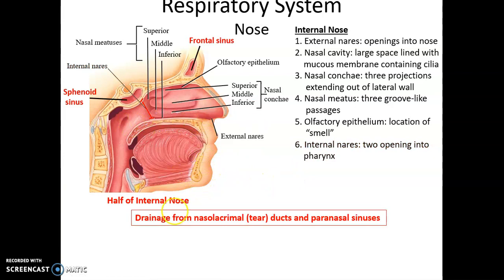There are openings within the walls of the nasal cavity that lead to the paranasal sinuses: the frontal sinus, the sphenoid sinus, the ethmoid sinuses, and the maxillary sinuses. And then there's also an opening that leads to the nasolacrimal duct. This duct goes to the orbits, or the eye cavities that hold the eyes, and tear fluid travels from the orbits down that tube and into the nasal cavity. So tear fluid drains down into the nasal cavity via the nasolacrimal ducts.